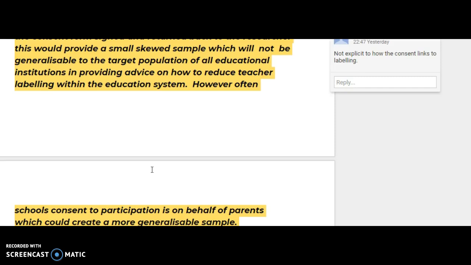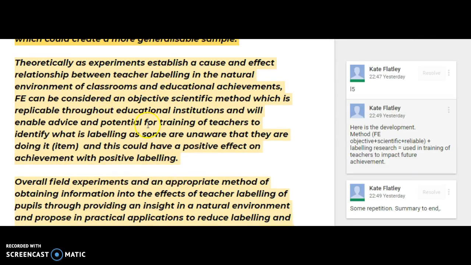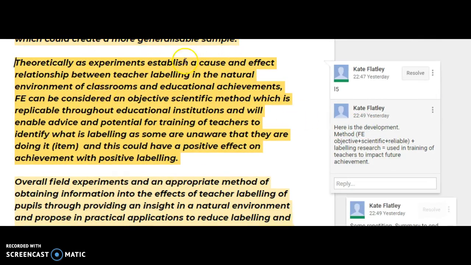Okay, so she's missed a little bit of a trick there, but in this next paragraph she does try to do it. So this cause and effect, the relationship between teacher labelling and the natural environment, field experiments can be considered an objective scientific method which is replicable, and this is enabling advice and potential for training of teachers to identify what labelling is, which could have a positive effect on achievement with the positive labelling. So basically, let's teach teachers, if you label negatively, it's going to have a negative impact. If you teach them positively, you're going to have a positive impact.